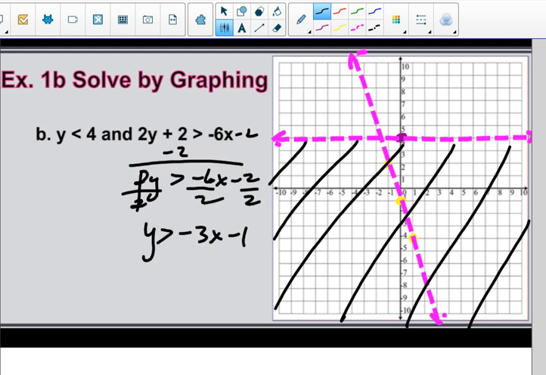Again, you could always use the 0, 0. Is 0 greater than a negative 1? Yes. And 0, 0 is right here. So I know that everything to the right of that line is going to be a solution. So I'm just going to draw my lines here.